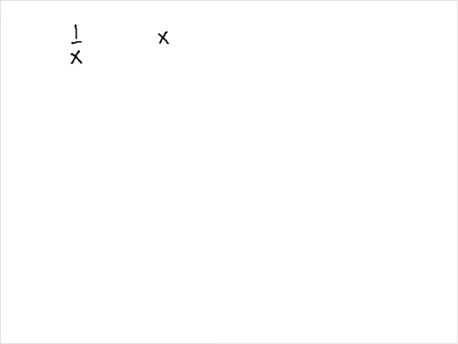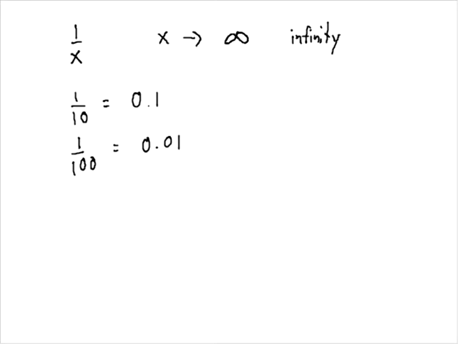But let's look at 1 over x. And what I'm going to do is make x really, really big. You may or may not have seen this symbol before, but this is infinity. So we're going to make x go to infinity, as we call this. We're just going to take some possible values. Let's make x really, really big. If we have 1 over 10, of course as a decimal that becomes 0.1. Well, let's make x even bigger. Let's make it 1 over 100. Well, of course, that's going to become 0.01.